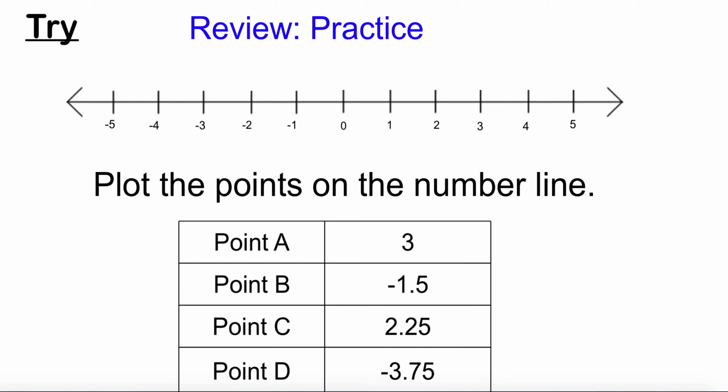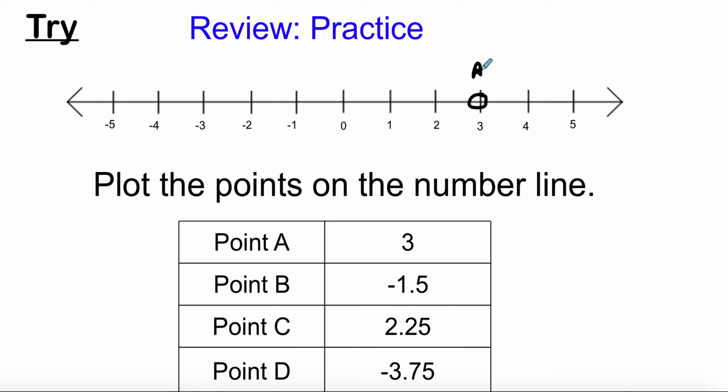Okay, try this. We're mostly practicing from yesterday's lesson. Now, plot the points on the number line. Point A, 3, point B, -1.5, point C, 2.25, point D is -3.75. Now, I will do this with you. So point A, 3, it's here, right? A.